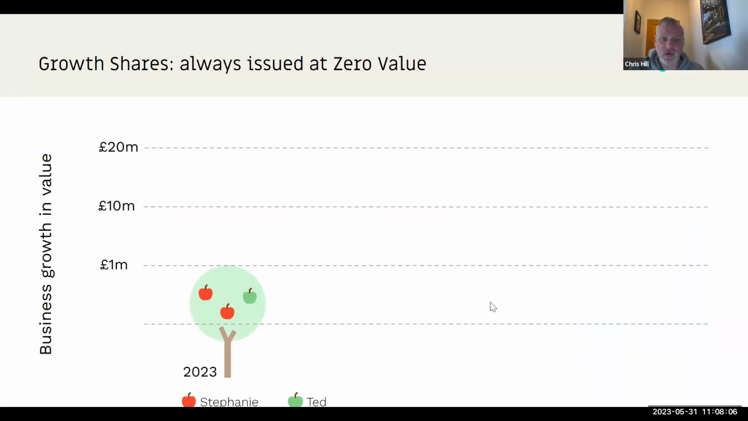So here we go. Growth shares are always issued at zero value. If we look at this example, Stephanie and Ted have built this business up to £1 million. So we'll say it's worth £1 million. There's 1 million shares. It's £1 a share. Nice and easy for my maths.